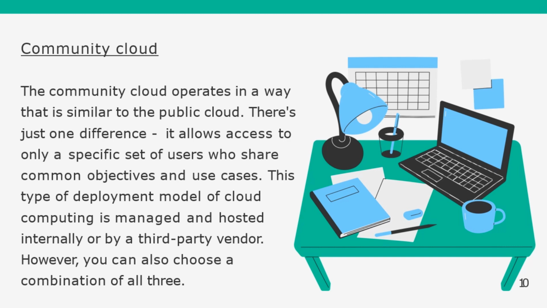However, you can also choose a combination of all three. It allows systems and services to be accessible by a group of organizations. It is a distributed system that is created by integrating the services of different clouds to address the specific needs of a community, industry, or business. The infrastructure of the community cloud could be shared between the organizations which have shared concerns or tasks. It is generally managed by a third party or by a combination of one or more organizations in the community.